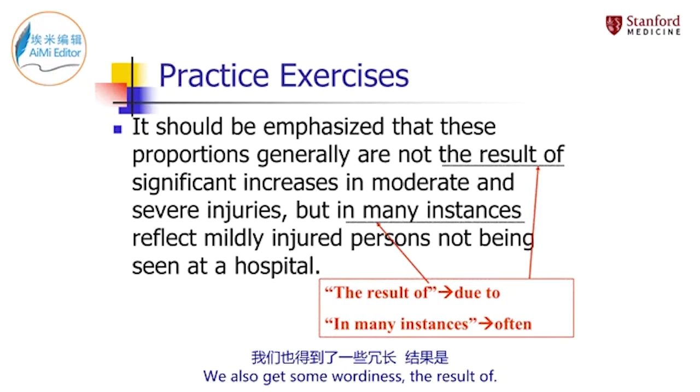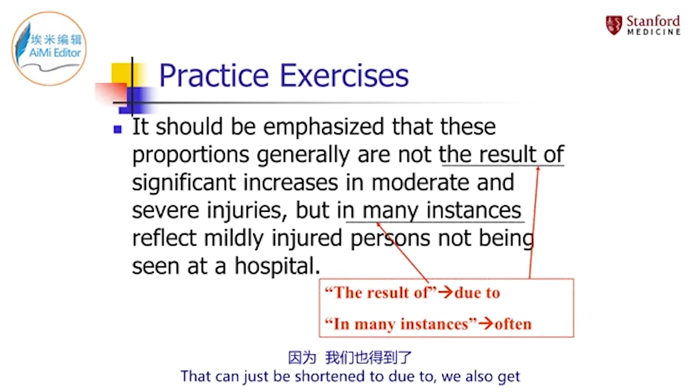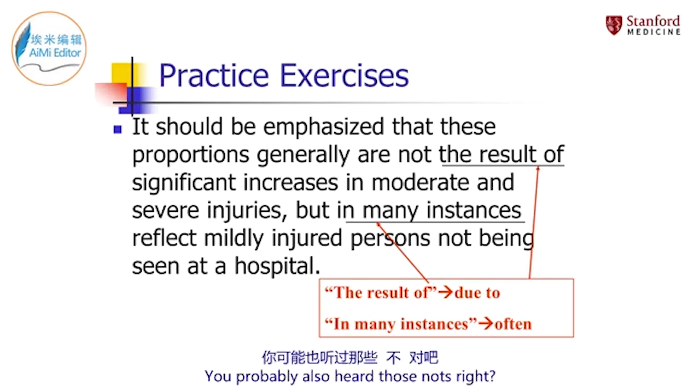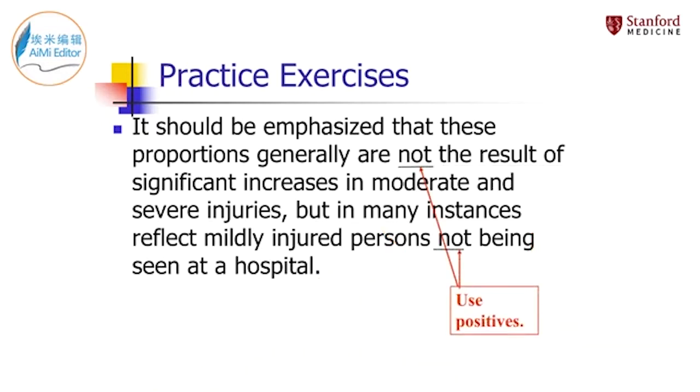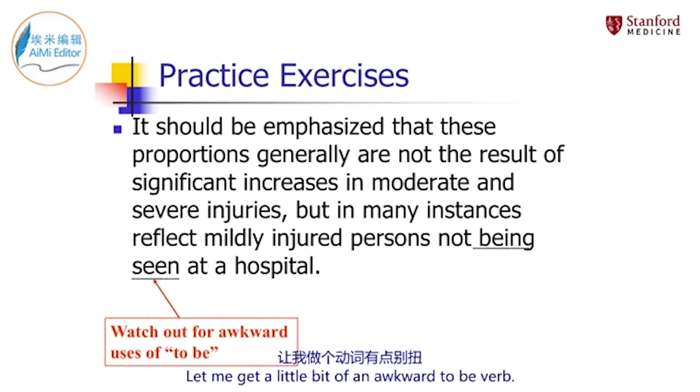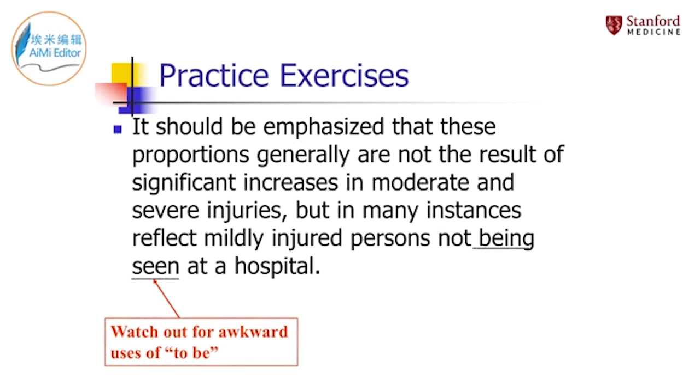We also get some wordiness. The result of. That could just be shortened to due to. We also get in many instances, which also could be cut or shortened. You could just say often. You probably also heard those nots, right? Not the result of not being seen in a hospital. You can hear how awkward that sounds, so let's try to turn those into positives. Then we get a little bit of an awkward to be verb, not being seen at a hospital. That's a little bit awkward, so let's change that.